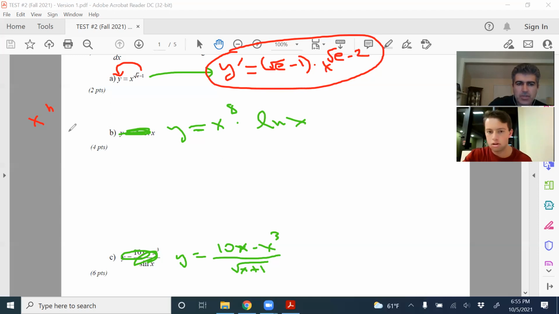So that's all you're doing. It's no different than if it were x to the 5th power: move 5 to the front, drop the exponent by 1. That's all. It just happens that you have root e minus 1, which is just a number. Move it to the front.